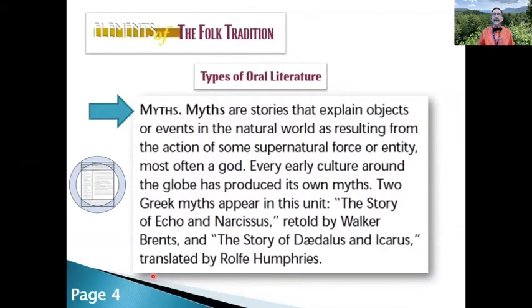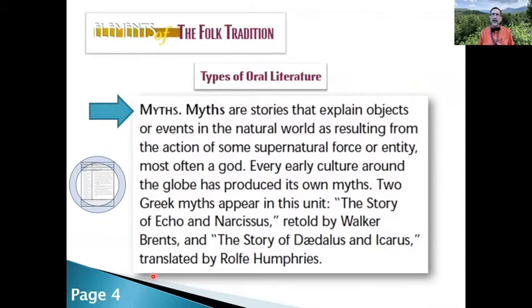All right, so in this unit, we're going to take a look at a number of different subgenres, different types of folklore. We're going to be taking a look, first of all, in the course at 2 myths. We're going to read the story of Echo and Narcissus, and another one called Daedalus and Icarus. One is Greek, the other is Roman, although it really started out as a Greek myth.